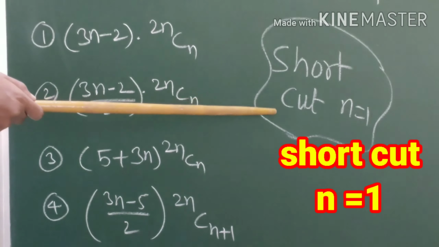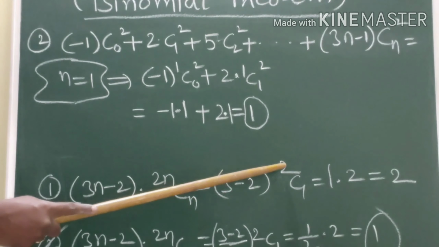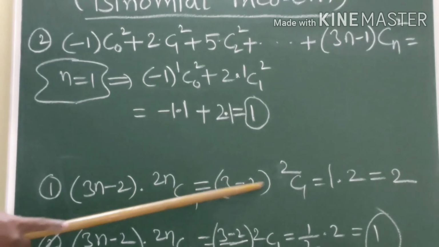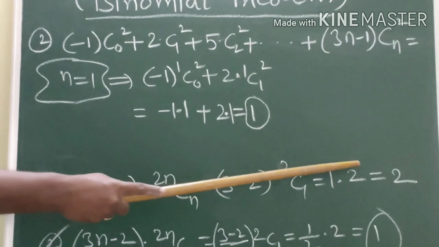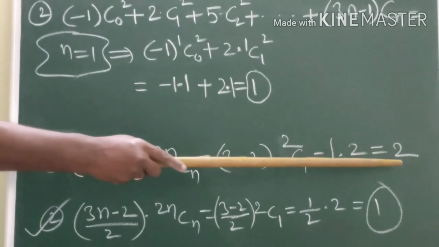Let us check the options. First option, (3n minus 2) into 2nCn, with n value 1. That means 3 into 1 minus 2, that is 3 minus 2, into 2 into 1 C1, that is 2C1. 3 minus 2 is 1, 2C1 is 2, 1 into 2 is equal to 2. First option answer is 2.